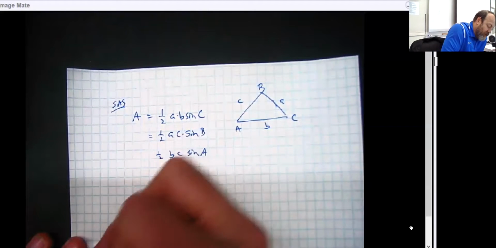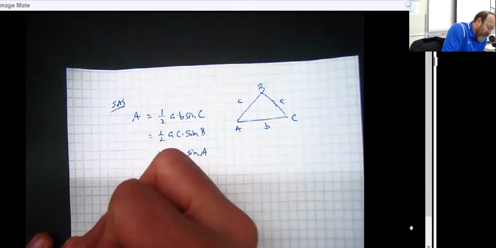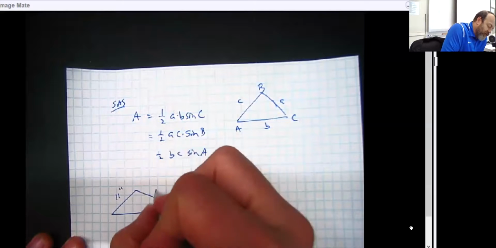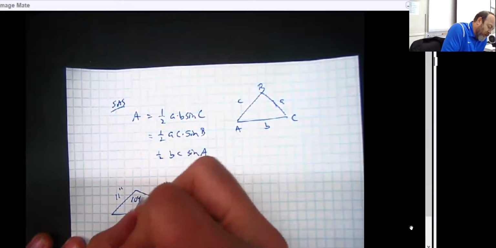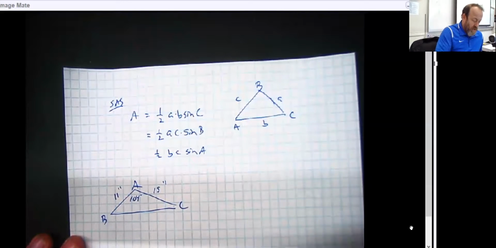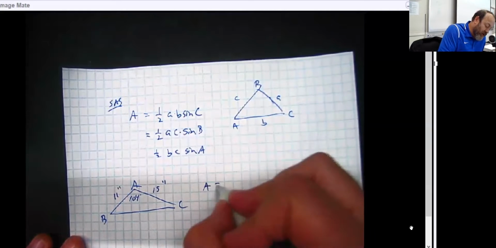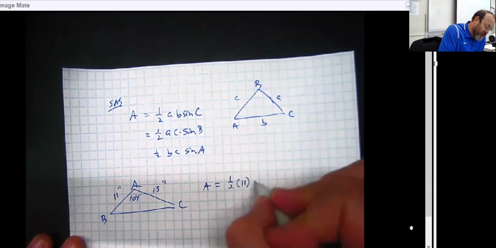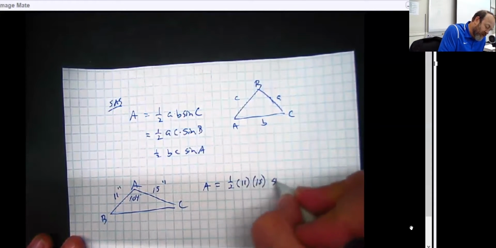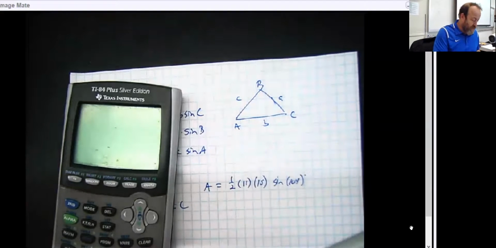A really nice, easy problem would be one where you got 11 inches, 15 inches, and 104 degrees. Maybe we'll make this angle BAC. So we're using this rendition of the formula, that the area of that triangle is 1/2 the product of the two sides times the sine of the angle in the middle. And it's literally that easy. I just have to poke numbers in my calculator.